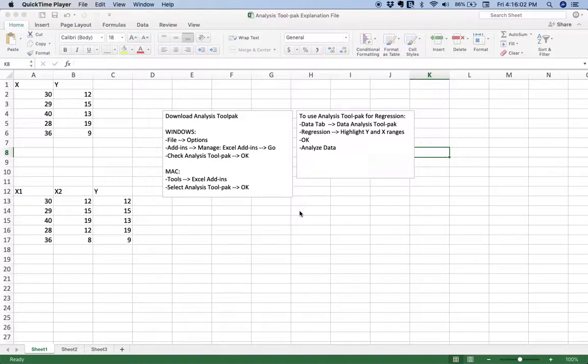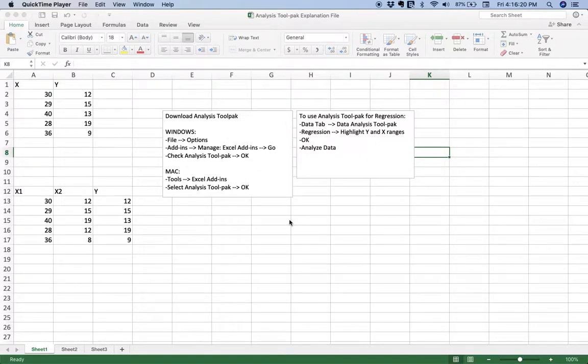Everyone. So today I wanted to show you a tutorial on how to analyze a regression output whenever we're using the analysis tool pack in Excel. And if you're ever using Minitab or a similar statistics program to analyze a regression output, this should be extremely similar. So I'm just going to briefly touch on how to download it.